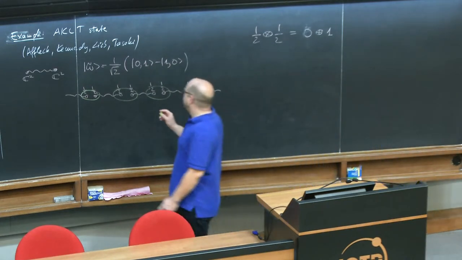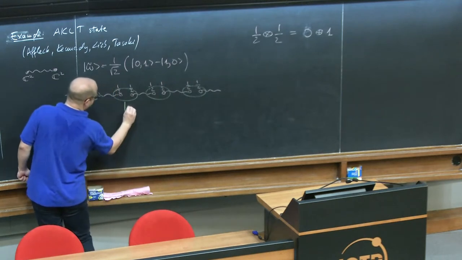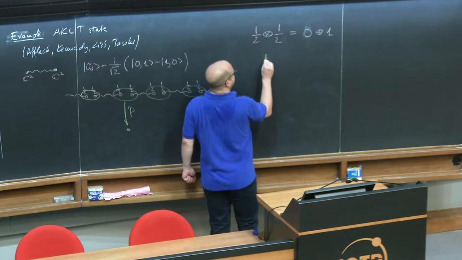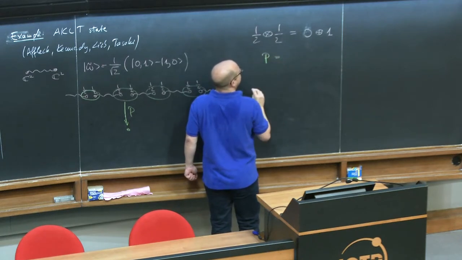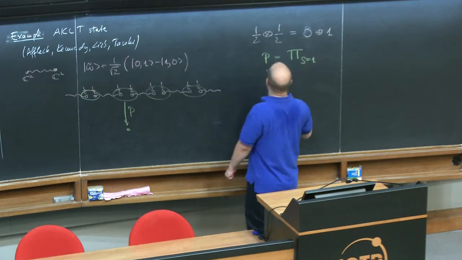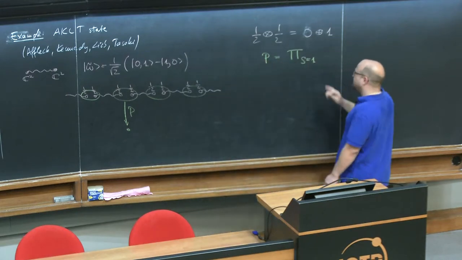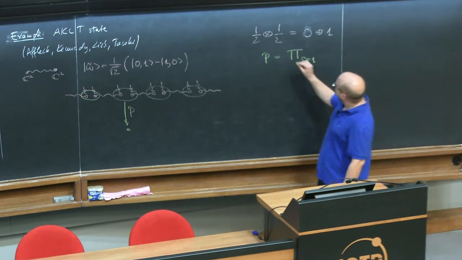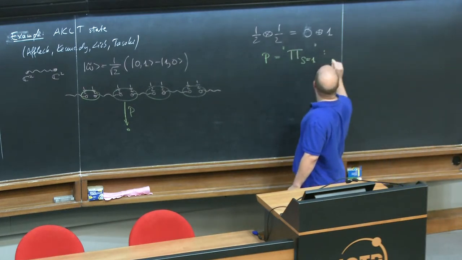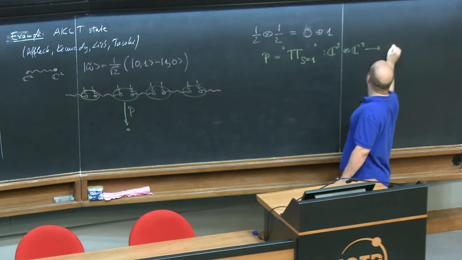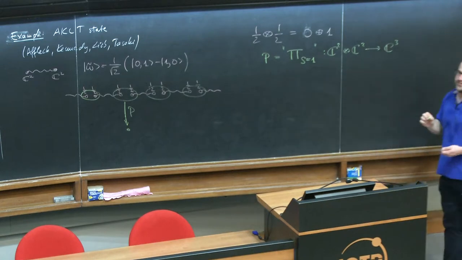So what we do is we apply a map P, which does what? Well, P is equal to the projection onto the total spin equal 1. But really more in the sense of an isometry, right? As a map acting from two spin 1/2 particles onto a spin 1 particle, a three-level system, right?